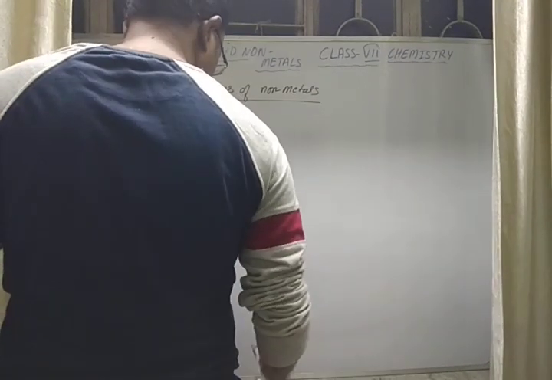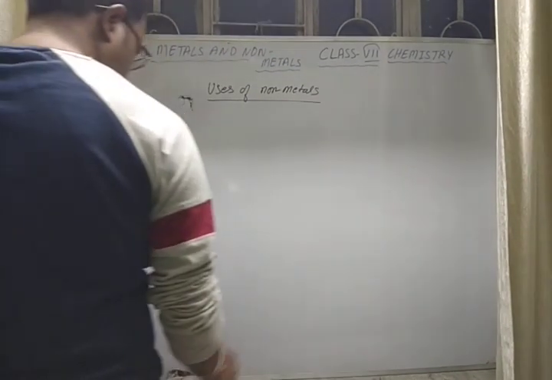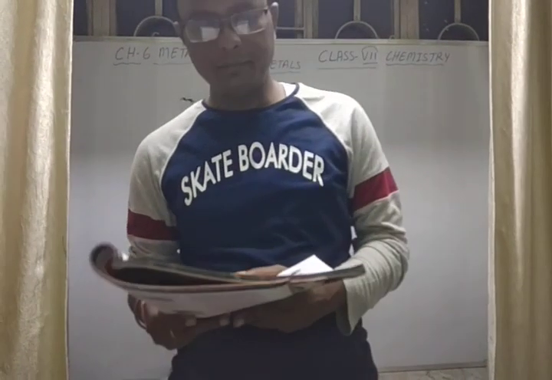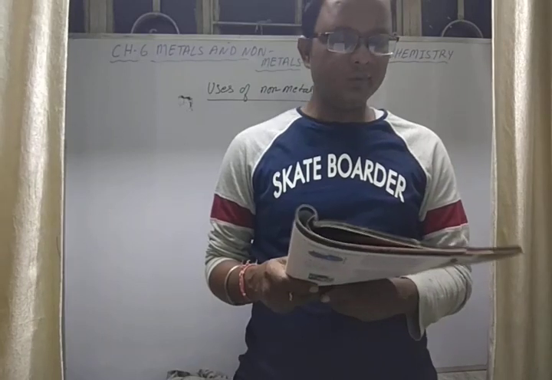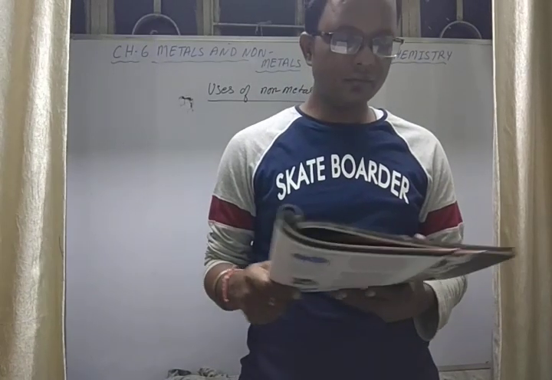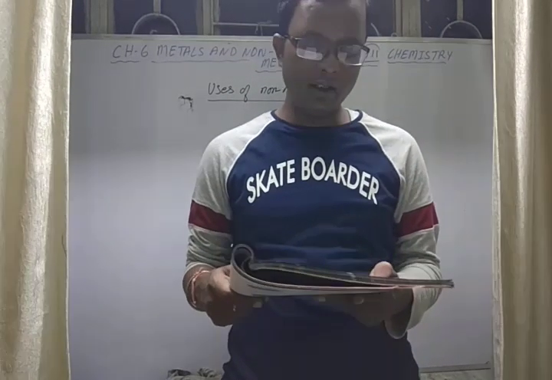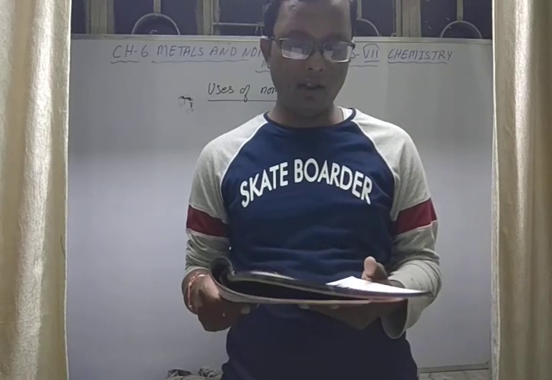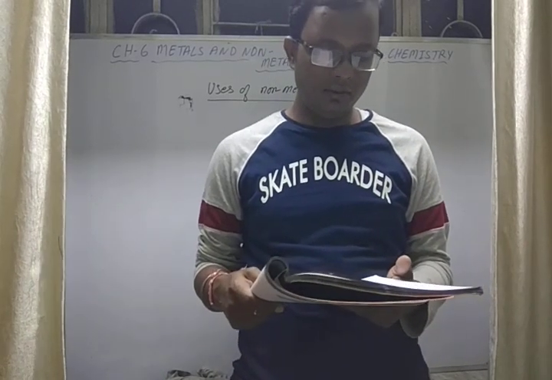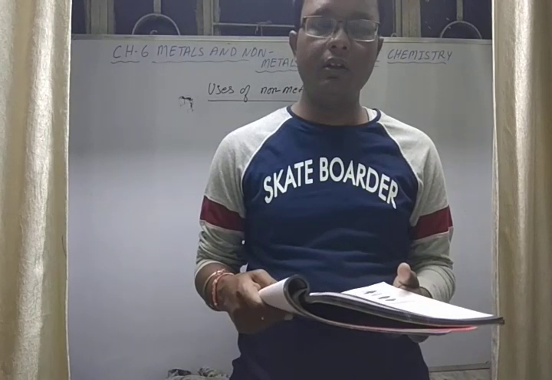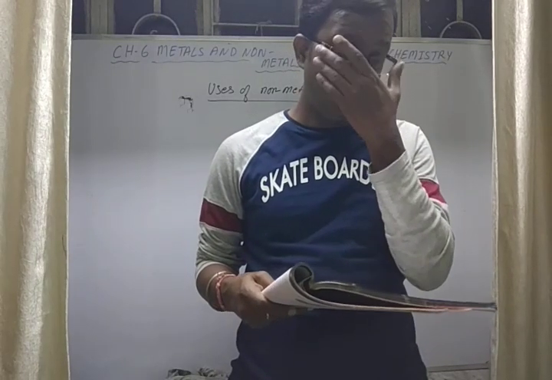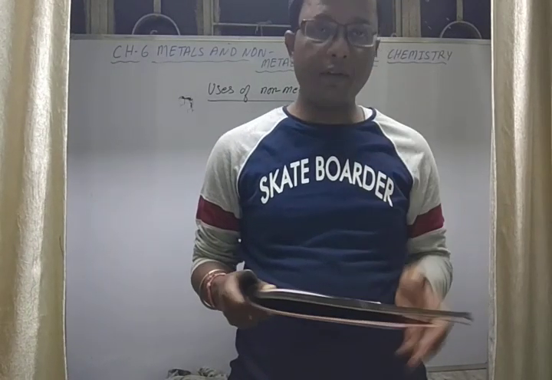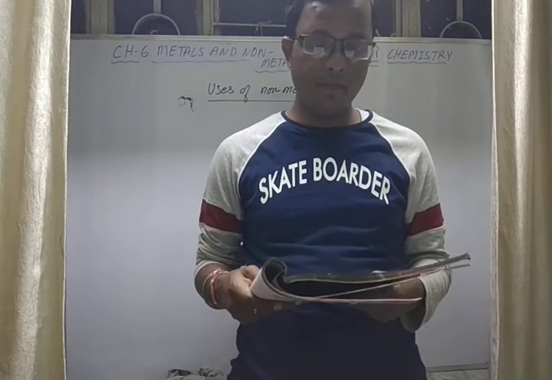First topic. So all of you know what are non-metals. First that is given in your book is carbon. In carbon there are so many forms of carbon, like coal, graphite, diamond, charcoal, all of these are forms of carbon. All these forms of carbon have their different uses.